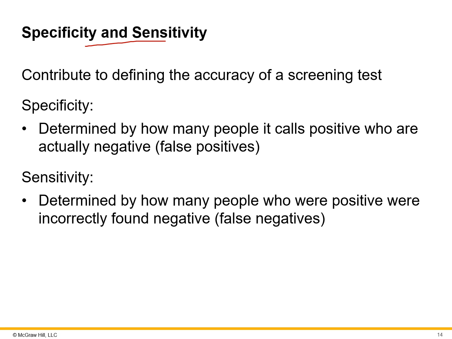So what happens with specificity, how specific the test is, this is related to how many false positives we get. So this is where the screen calls them positive, but they actually don't have the disease. So how specific the test is determines how many false positives we get. Whereas how sensitive it is, or the sensitivity, is related to the false negatives. So these are people who actually are positive, they do have the disease, but they're found to be negative. So again, both of these are important to understand with any of our screening tests.